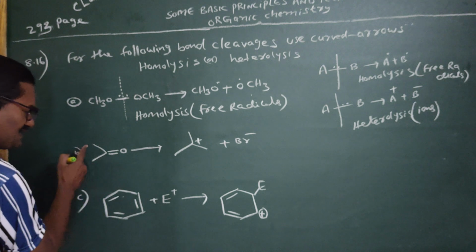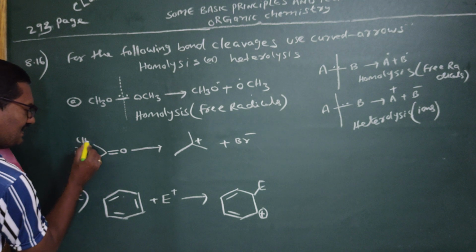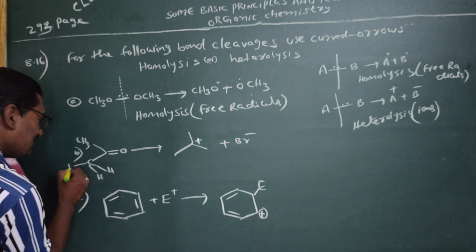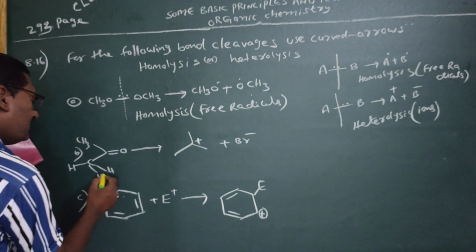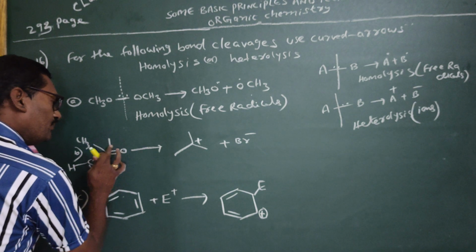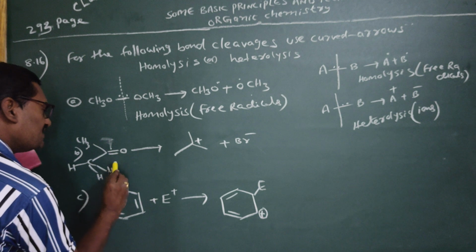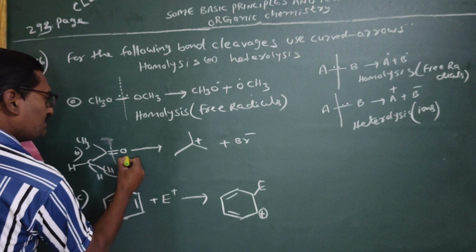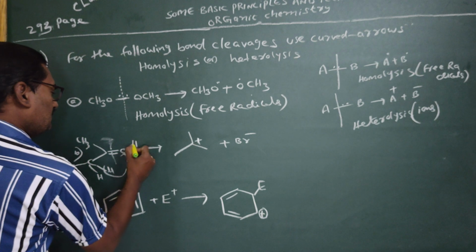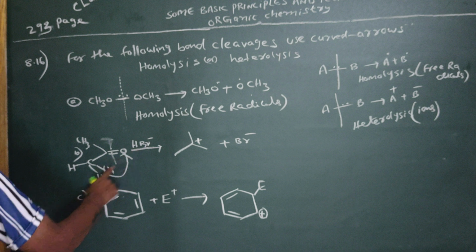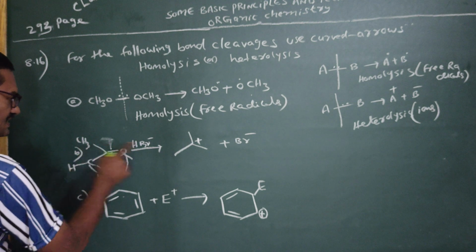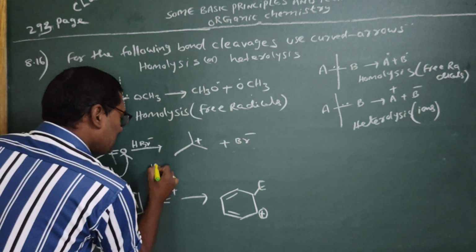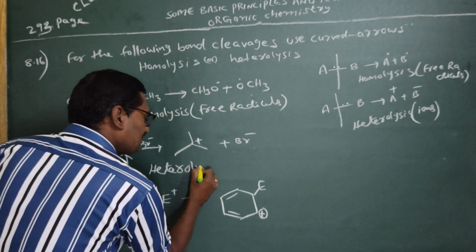Again, here, see, in this place CH3. Here the bond is unequally shared, so H comes into this place, giving HBr. So this is the cation, CH3 plus. So a cation and anion are formed. So it is heterolysis.